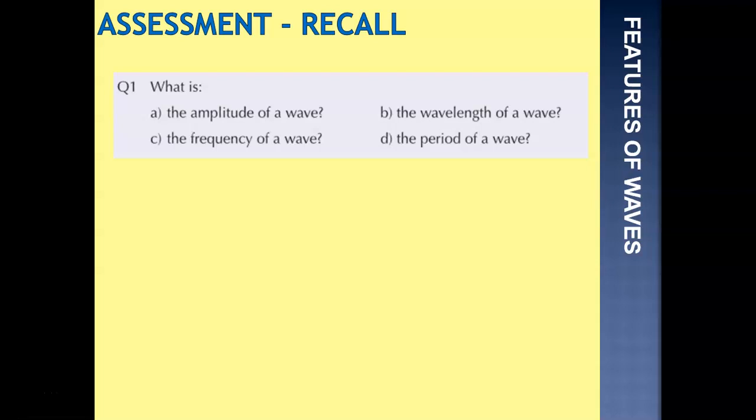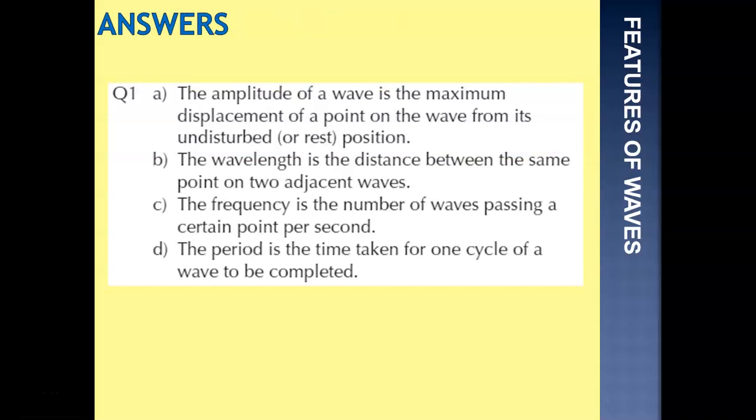Okay, so answers. Amplitude of a wave is the maximum displacement of a point on the wave from its undisturbed position. The wavelength is the distance between the same point on 2 adjacent waves. You could have said from crest to crest or trough to trough. The frequency is the number of waves that pass a certain point every single second. And the period is the time taken for one cycle of a wave to be completed. Again, pause the video to ensure you've got those answers.